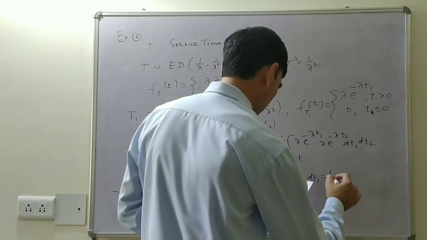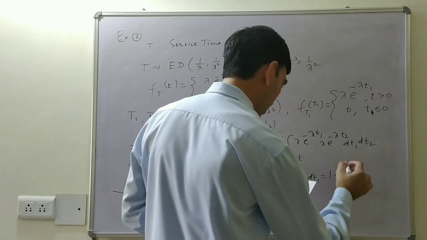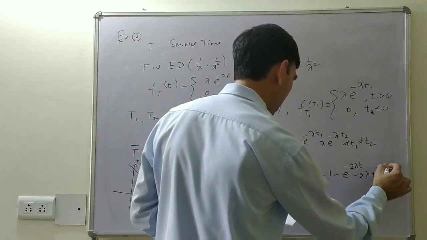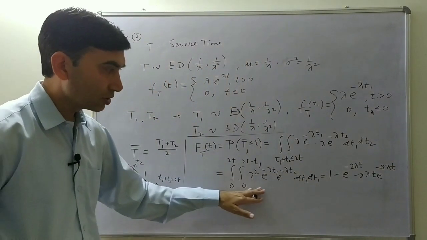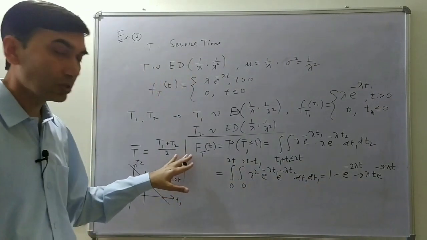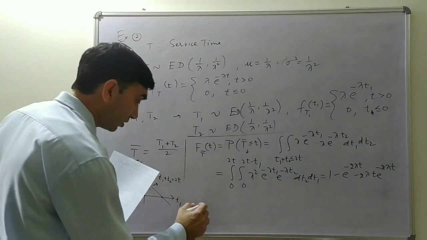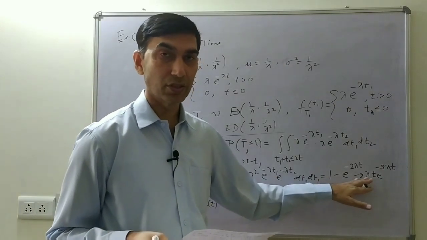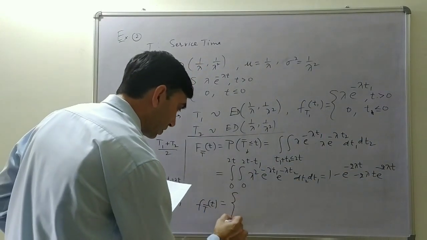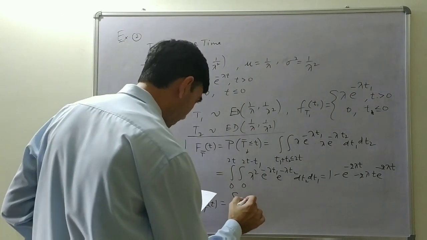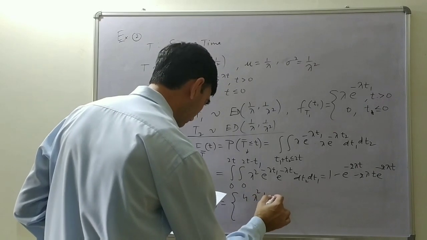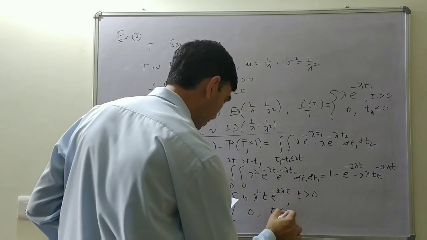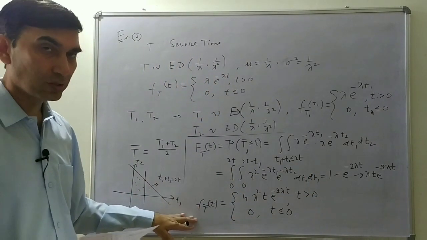After solving, you can get 1 minus e power minus 2 lambda t minus 2 lambda t e power minus 2 lambda t. If you solve this double integral, you should get this expression. Okay, so this is your CDF for t bar. So what is the PDF from it? Just differentiate this to get the PDF of t bar. What do you get? I'm writing that. You will get 4 lambda square t e power minus 2 lambda t for t positive, elsewhere it is 0. So finally you have obtained the PDF of t bar.